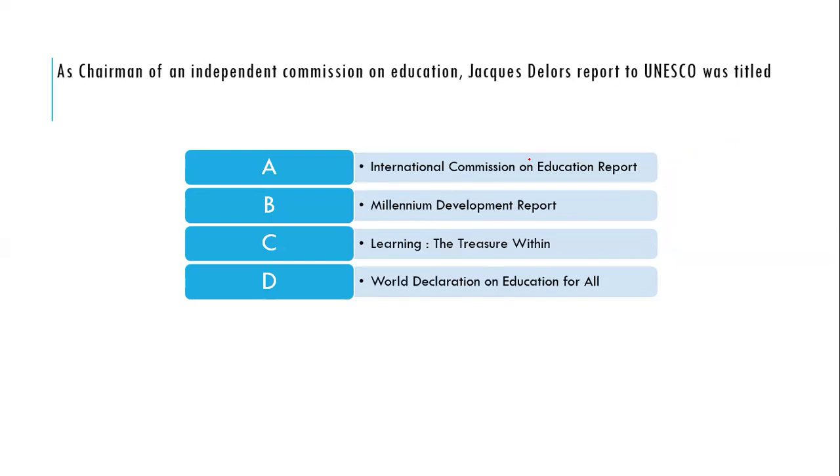As chairman of an independent commission on education, Jacques Delors' report to UNESCO was titled, I don't know, maybe World Exploration. No, I don't know, we'll check the answer. Learning: The Treasure Within is the title of Jacques Delors' report to UNESCO. He was also the chairman of the Independent Commission on Education.